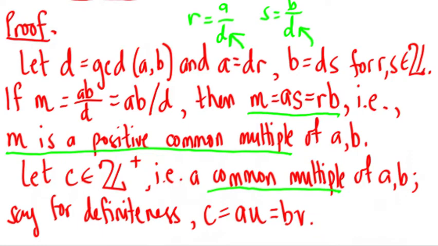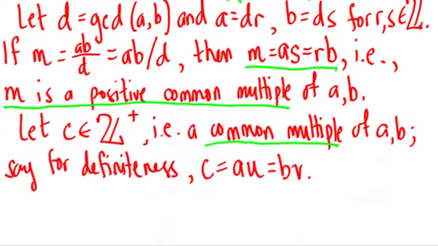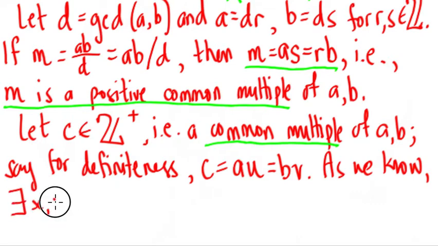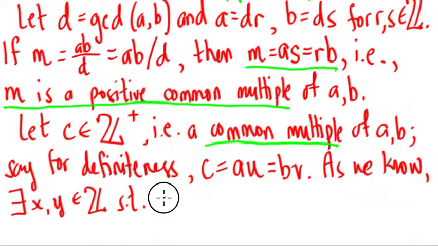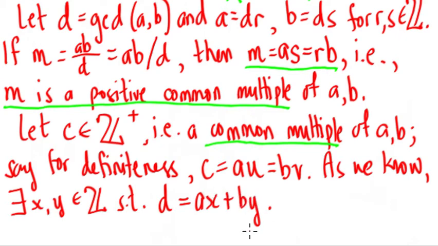Now, as we know, there exist integers x and y such that the greatest common divisor, the GCD, is equal to a times x plus b times y. So our greatest common divisor can be a times this certain x plus b times this certain y.